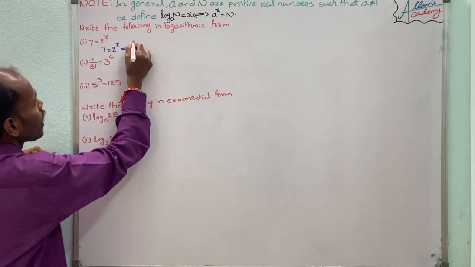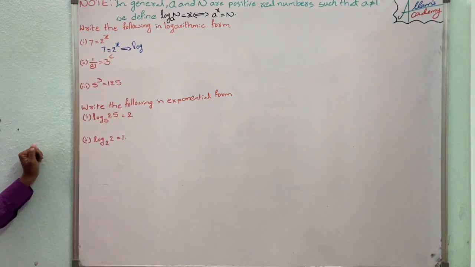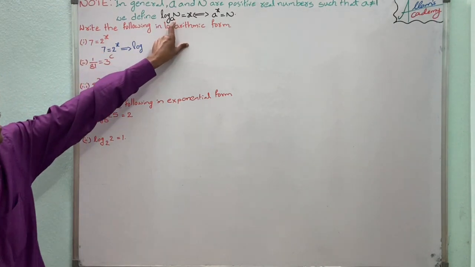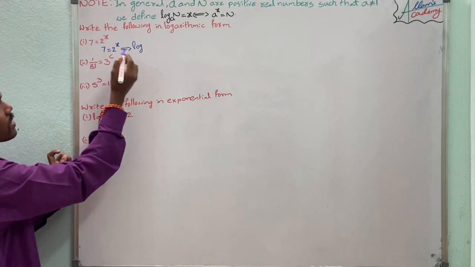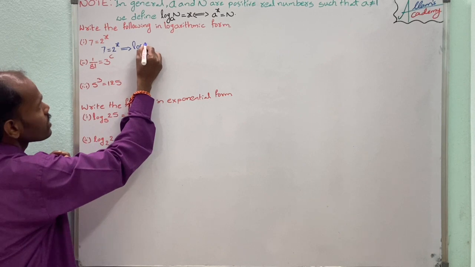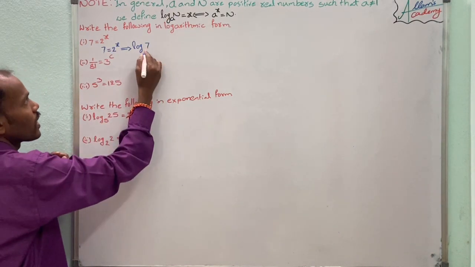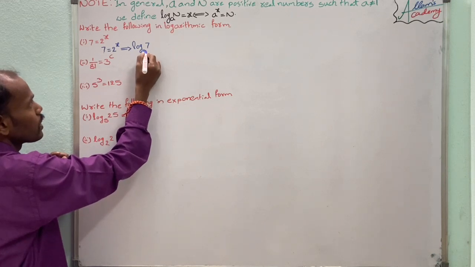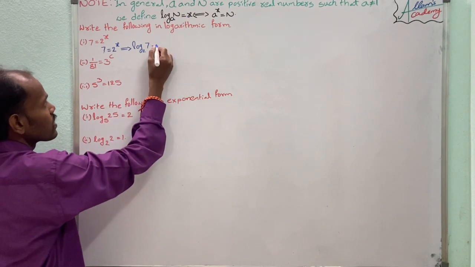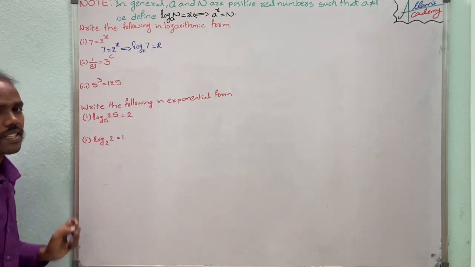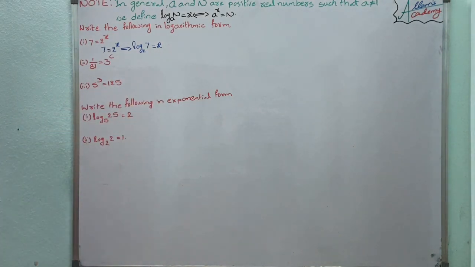So a power x equal to n is equal to log n base a equal to x. In the n place, what is there? The answer is 7, so log 7. And the base of the exponent is taken as the base. So log 7 base 2 equal to what is the exponent, which is the result, x. So log 7 base 2 equal to x.